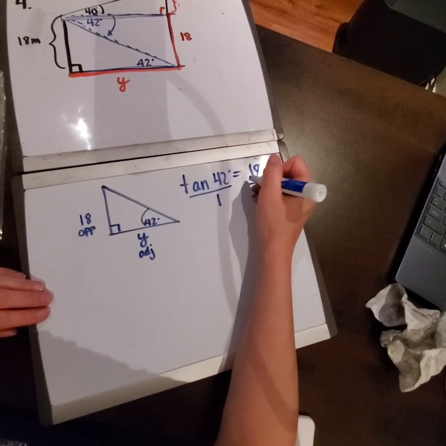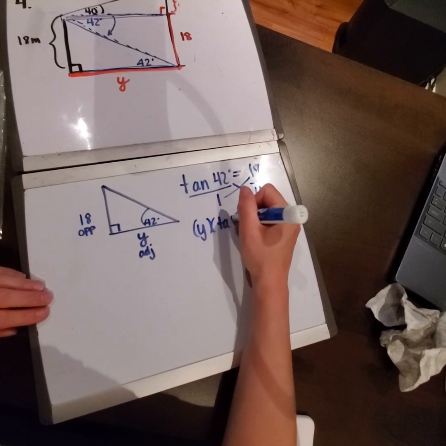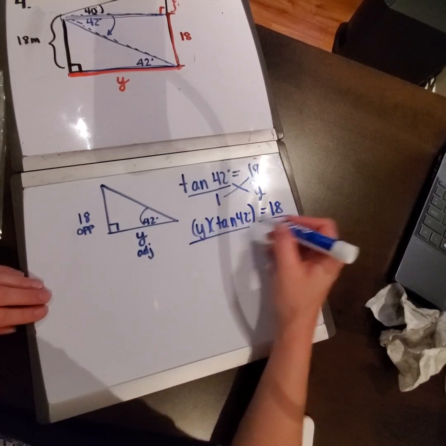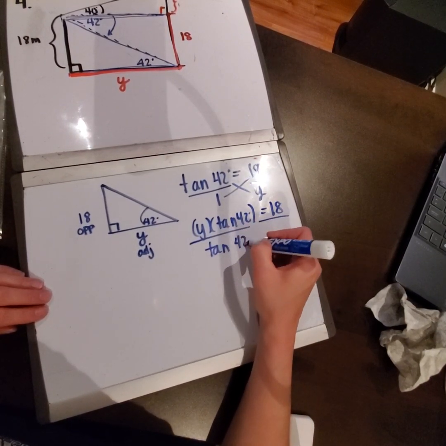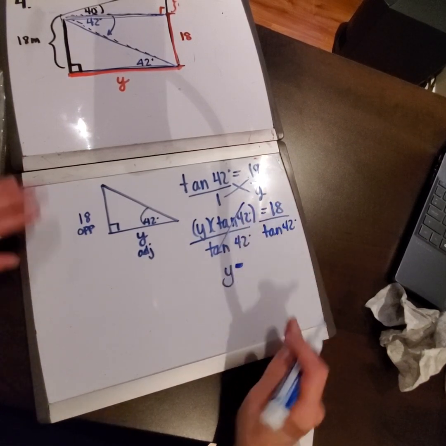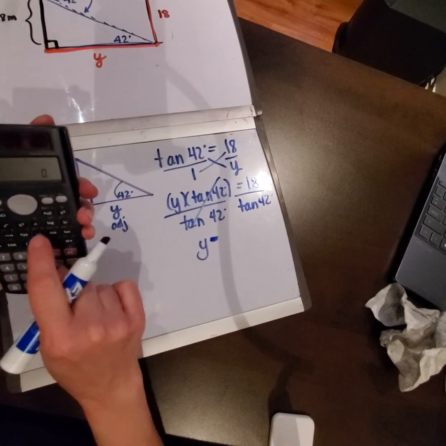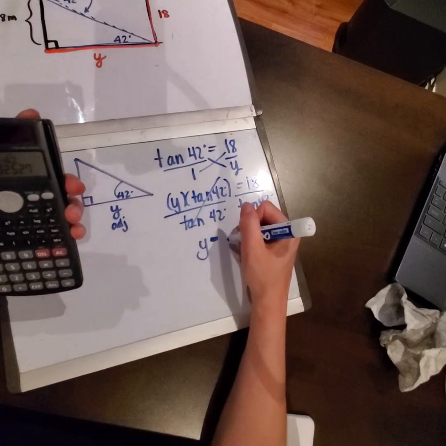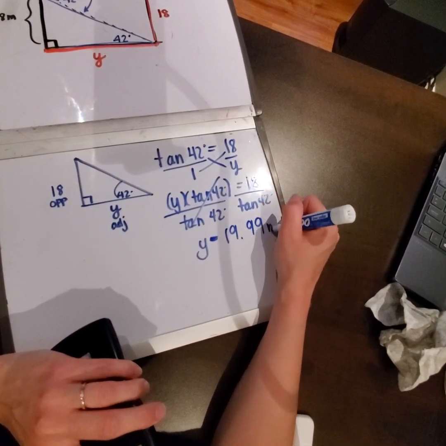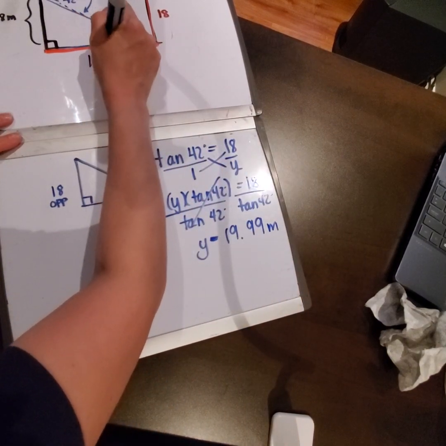Careful: whenever your unknown is on the bottom, you are going to cross multiply, and then you're going to have to divide to isolate y. I'm not spending too much time explaining the calculations here because we've now been doing SOHCAHTOA a while. But as always, if you have questions, please message me on EDSB. 18 divided by the tangent of 42 is 19.99 meters. Which means that the distance from here to here is 19.99 meters.